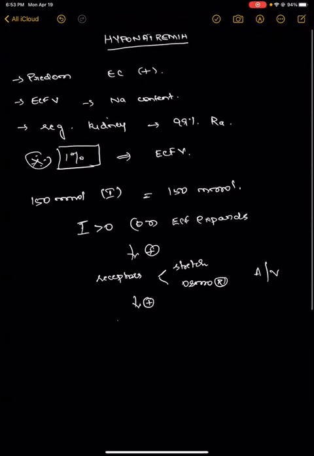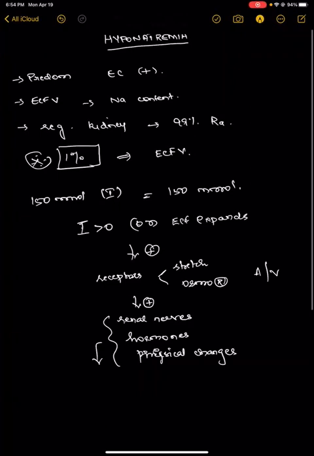These signals act via the renal nerves, hormones, various hormones that are secreted, and the physical changes that happen in the kidneys. All of this will send signals to the kidneys, and it will lead to increase in the excretion of sodium.